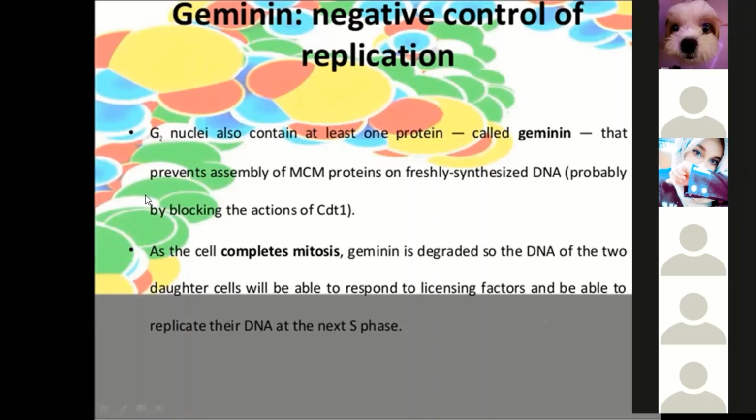So this will be there in the G2 phase only. Once mitosis takes place, that's why it is called a negative control of DNA replication, because this geminin protein doesn't allow the assembly of these proteins. Unless there is assembly of these proteins, it will not go for replication. So after mitosis is over, it gets degraded so that both the daughter cells respond to the licensing factors, like CDC6 and all other proteins.